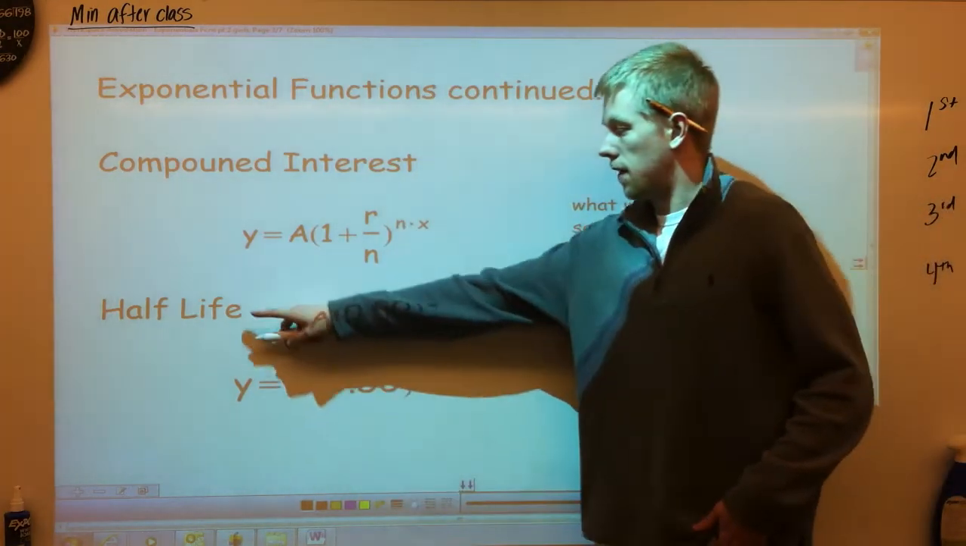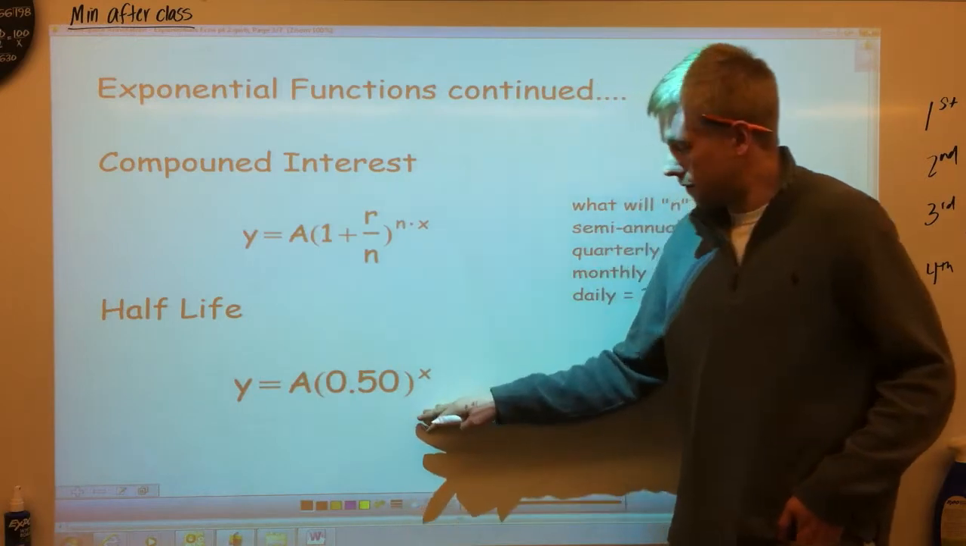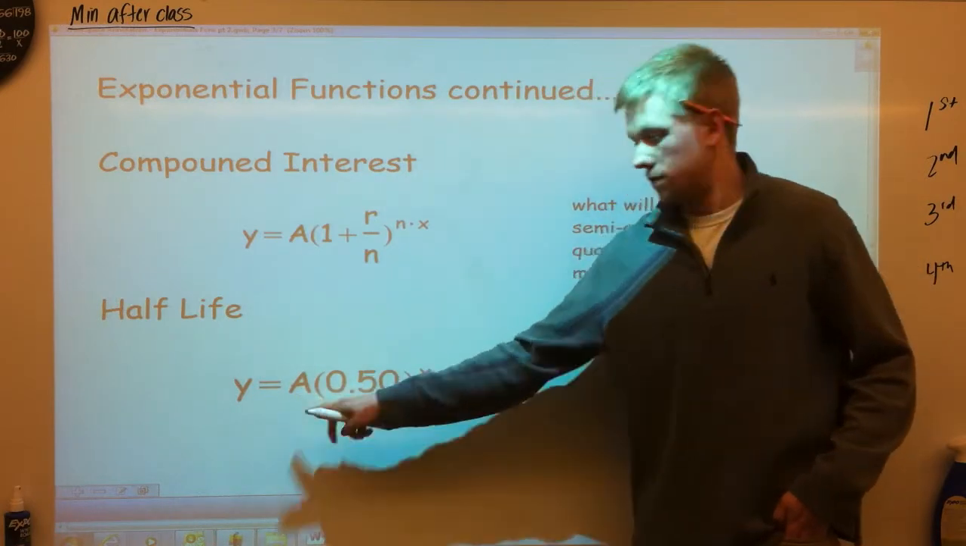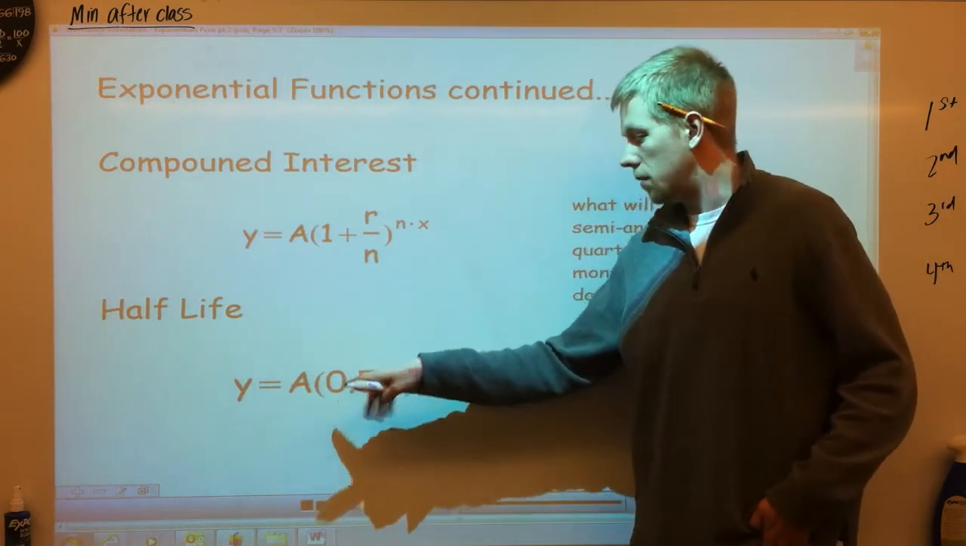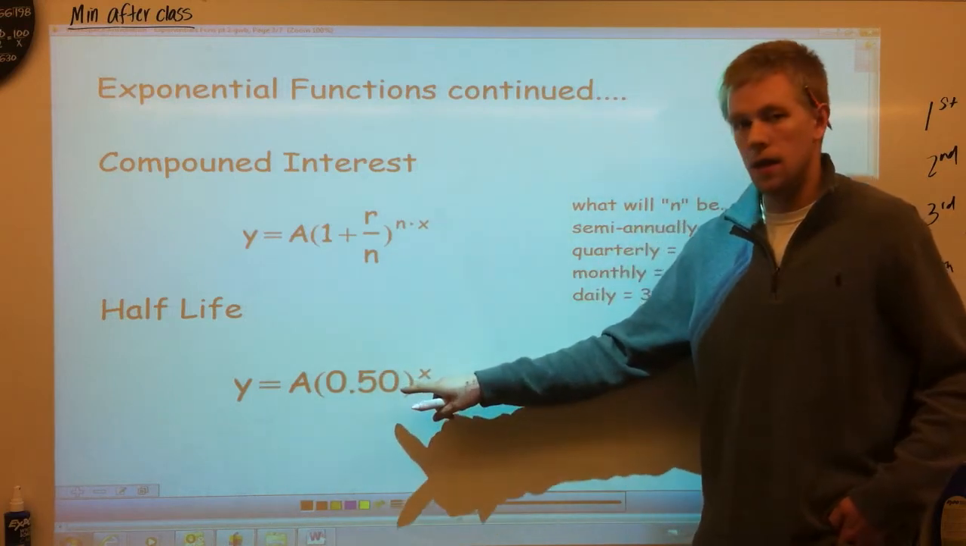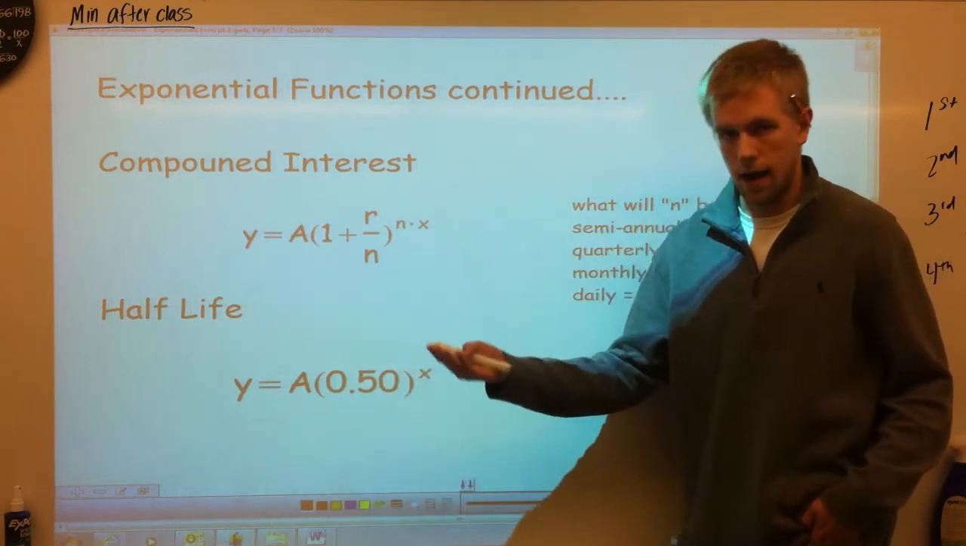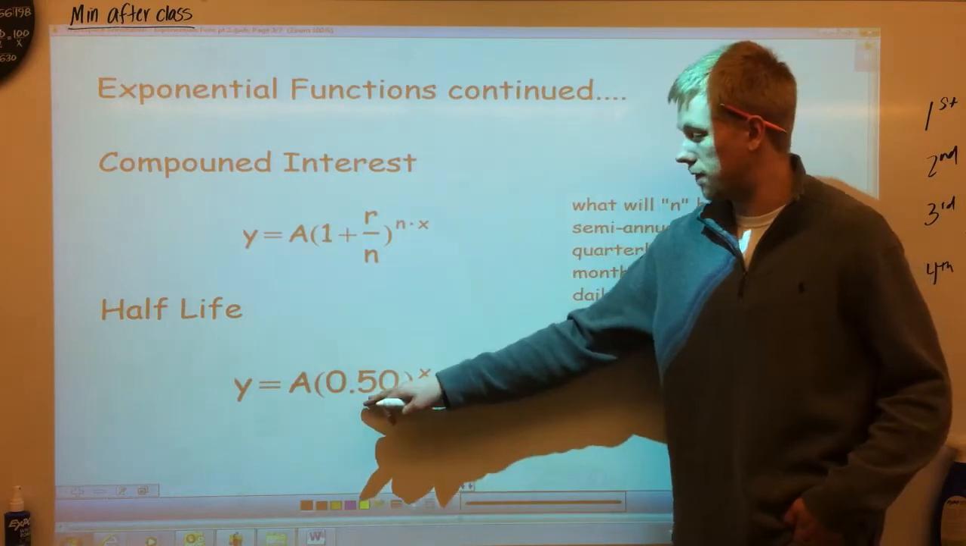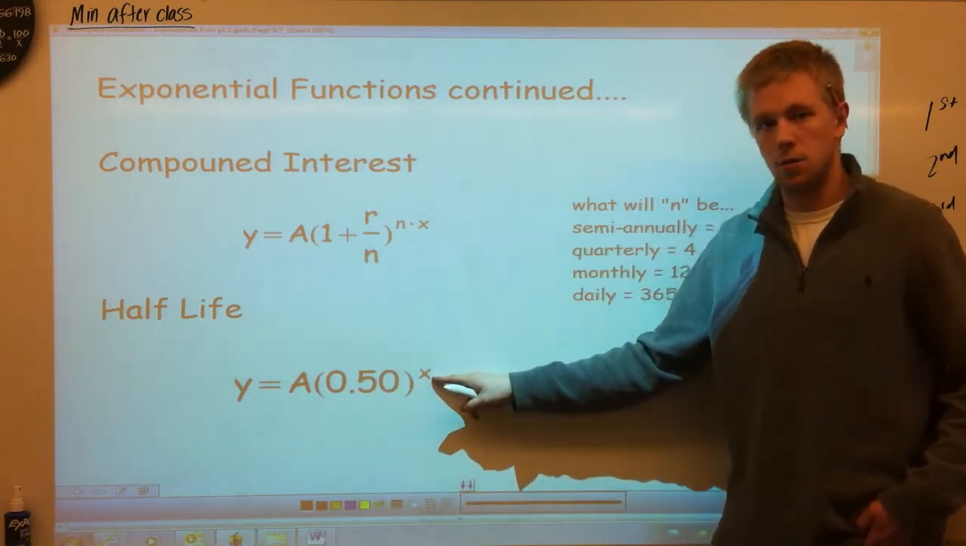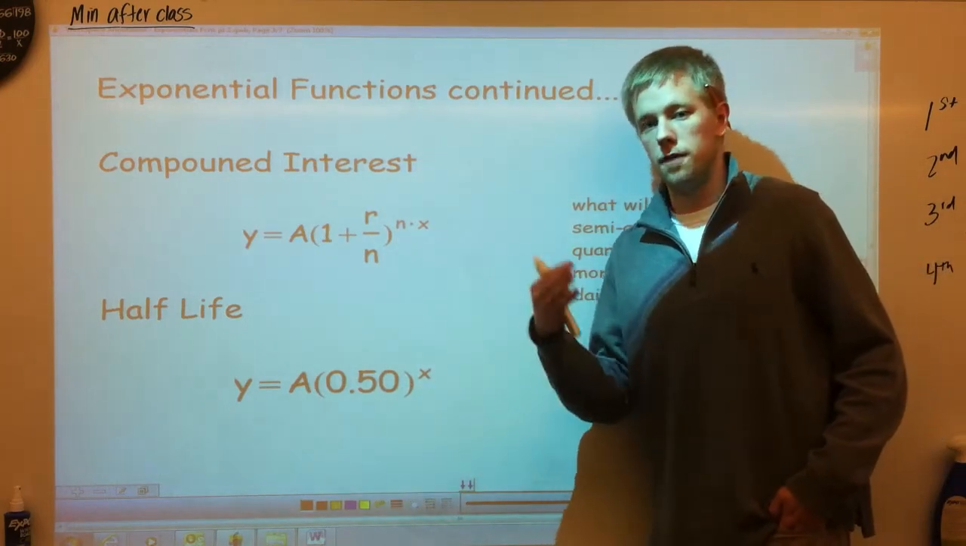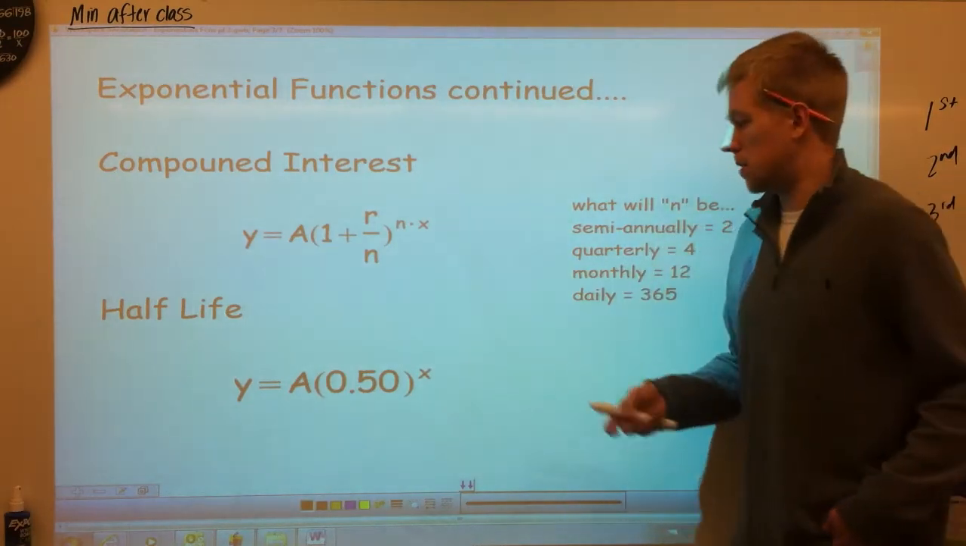For our half-life, the function is y equal to a, still the same, the initial amount, times 0.5. That's always going to be the same because 0.5 is half. 1/2 is a decimal. So you're going to have 0.5 raised to the x, and x will be the years or number of times that it is decreased by half.